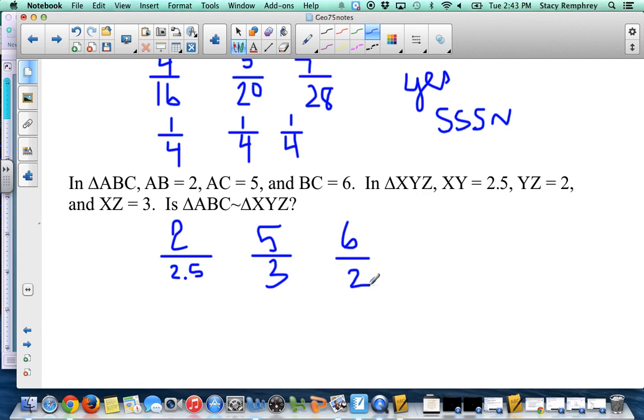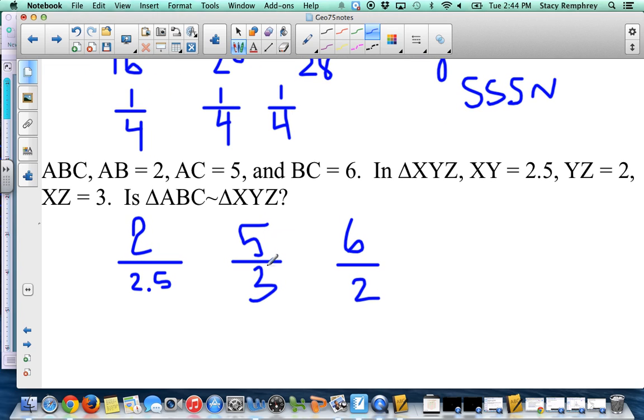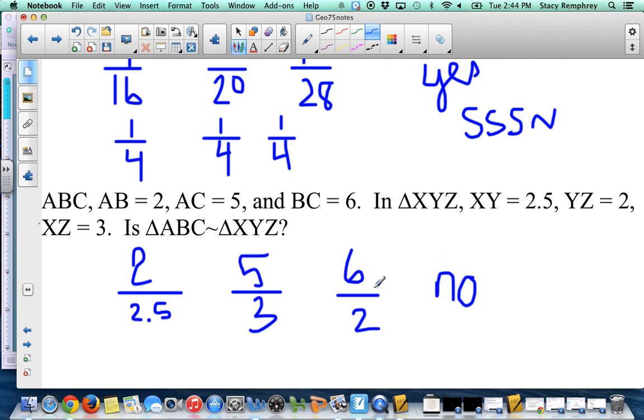Now, you don't have to check every one of these. If 2 of them don't work, it doesn't work. So I look here and I say, well, 6/2 is 3. Well, guess what? This is not 3. So these are not similar because these ratios do not all equal the same thing. So they are not in proportion to each other.